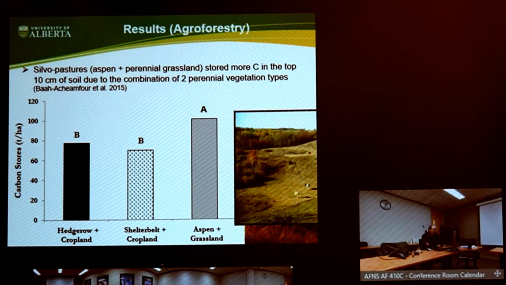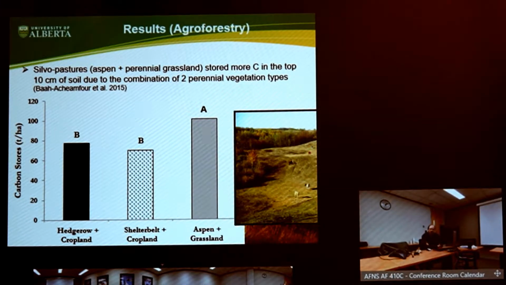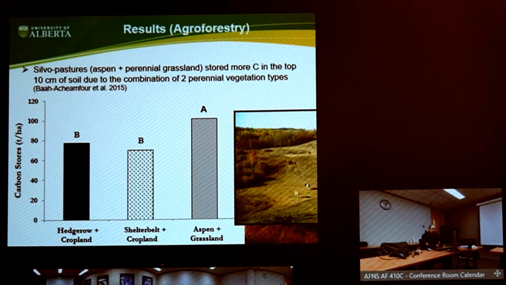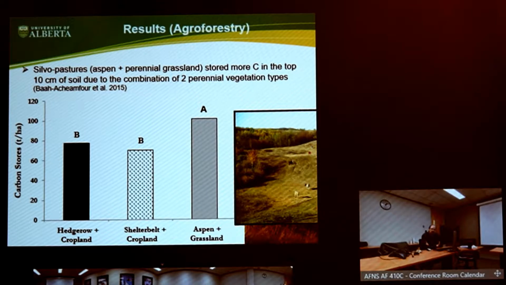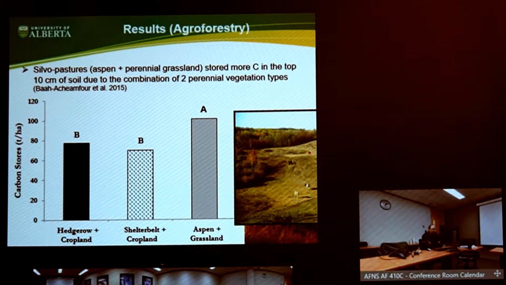So our standing carbon stock in the top 10 centimeters varies from somewhere around 70 tons per hectare all the way up to over 100 tons per hectare. And interestingly enough, the agroforestry system that stores the most carbon is really the aspen grassland mosaic. So it's the one where both vegetation types within it are perennial vegetation types, one of which is perennial grassland. So it's the cropland component here, the converted grassland, that's now drawing down those carbon levels.